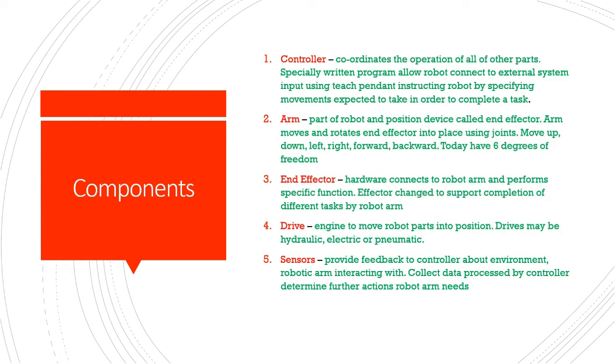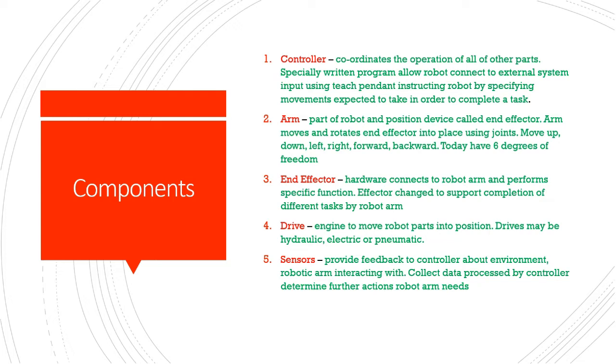So, the different components. There's 5 main components you need to know about robotics and robots. The first one is the controller, which coordinates the operation of all the other parts, such as the arm, the end effector, the drive, and the sensors. So, the controller will be specifically written using a program. It's a specially written program, I should say, that allows a robot to connect to an external system, and you use inputs. You input all the stuff into it using a teach pendant, which instructs the robot by specifying movements that they are expected to take in order to complete a task.